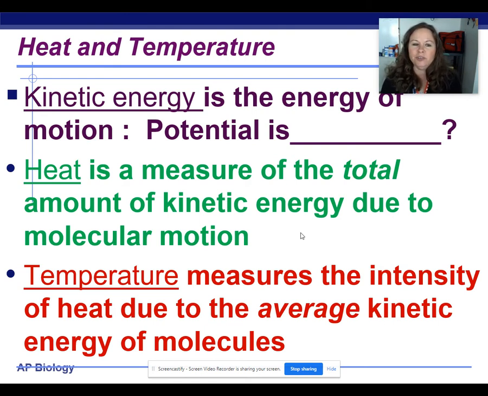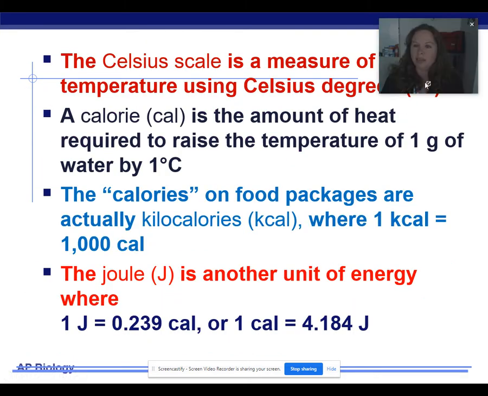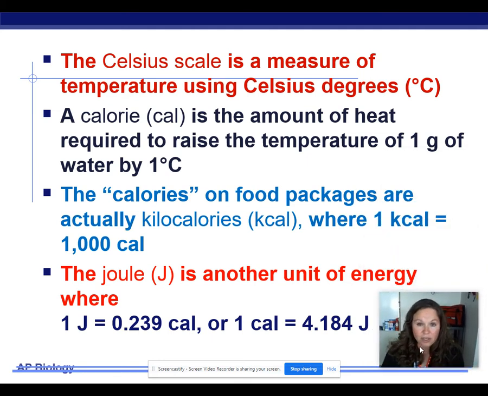Heat is a measure of the total amount of kinetic energy due to molecular motion. The faster things move, the more heat, the hotter they feel. It's like when the sun shines on your skin, it speeds up those molecules and they feel hotter. When it speeds them up too much, you get a burn. Temperature can measure this intensity of heat. All right, and we usually use the Celsius scale, degrees centigrade, in biology.